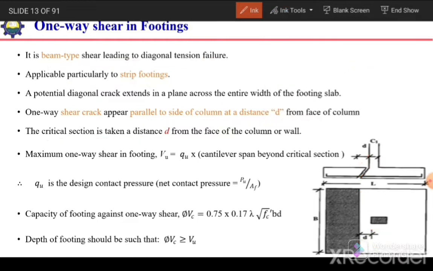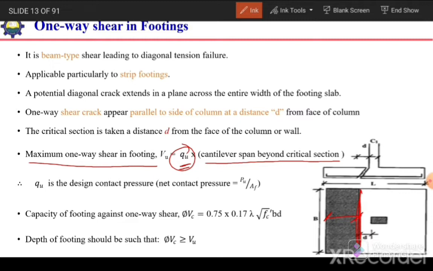The maximum applied one-way shear in a footing can be calculated by multiplying the contact pressure with the cantilever span beyond the critical section. This is the cantilever span beyond the critical section. If we multiply this span with qu, the net contact pressure, we get the total applied one-way shear on the footing. That will cause a diagonal tension crack in the slab across the whole width.